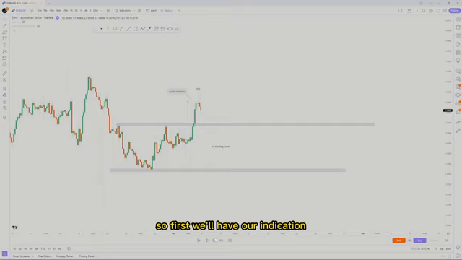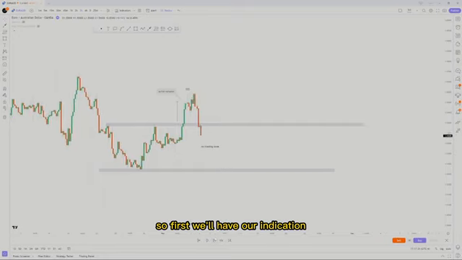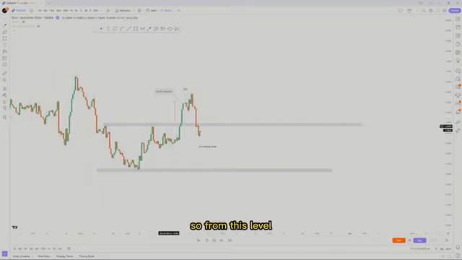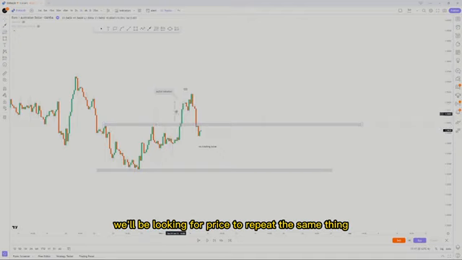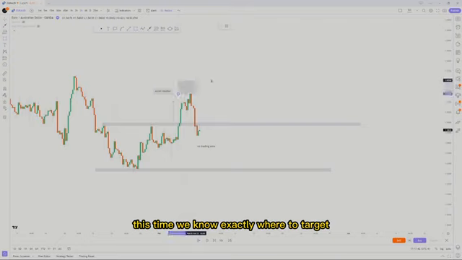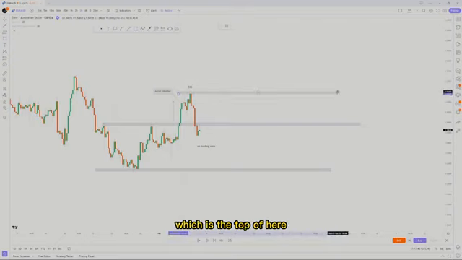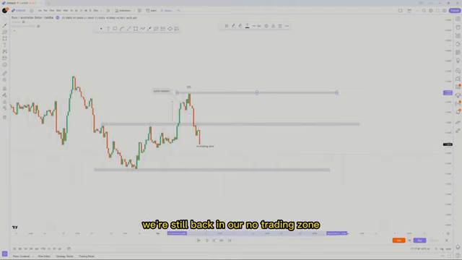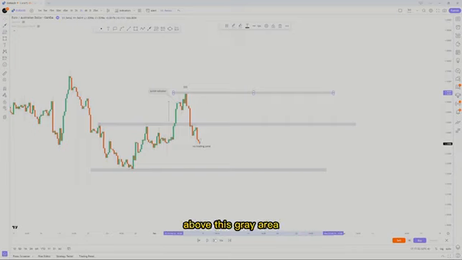So first we'll have our indication, and price will pull back in. From this level, we'll be looking for price to repeat the same thing back above here. This time we know exactly where to target, which is the top of here, because when price buys, it buys to the highs. So we're going to continue. We're still back in our no trading zone. We're going to wait for price to come back above this gray area.